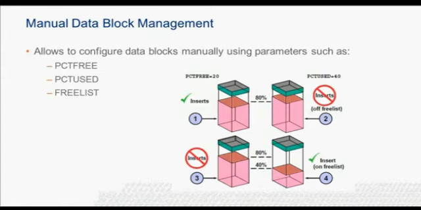PCTFREE equal to 20 and PCTUSED equal to 40. First, rows are inserted into the block until the free space in the block is equal to or less than 20%. The block is no longer available for inserts when rows occupy 80% or more of the available data space in the block. The remaining 20% can be used when the size of a row increases. For example, a column that was originally null is updated to be assigned a value. Thus, block utilization may be in excess of 80% as a result of updates.